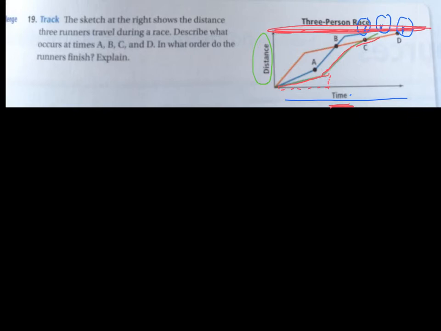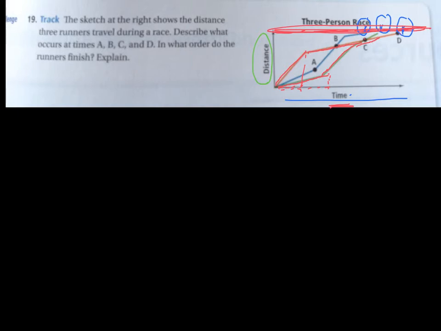So let's look at the red one. It starts off going pretty fast, right? Because they're going this far in not that much time. And then it kind of levels off, slows down. And at point B, the blue overtakes the red, right? Because look how much farther. The blue's going farther up the y-axis, so farther in distance in a shorter amount of time than the red. So at point B, blue overtakes red. At point C, green overtakes red. At point D, red reaches the finish line.